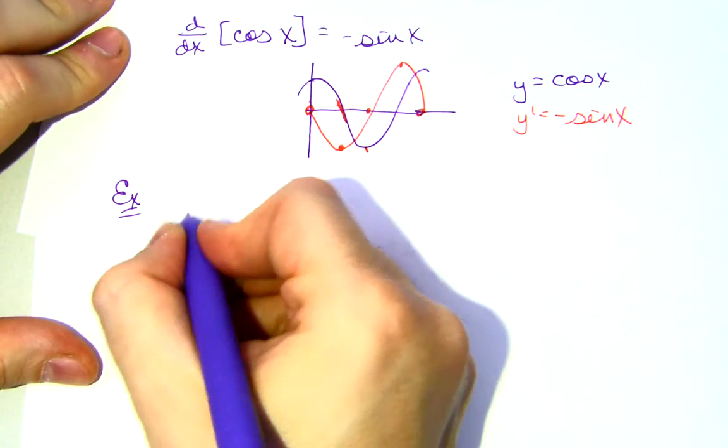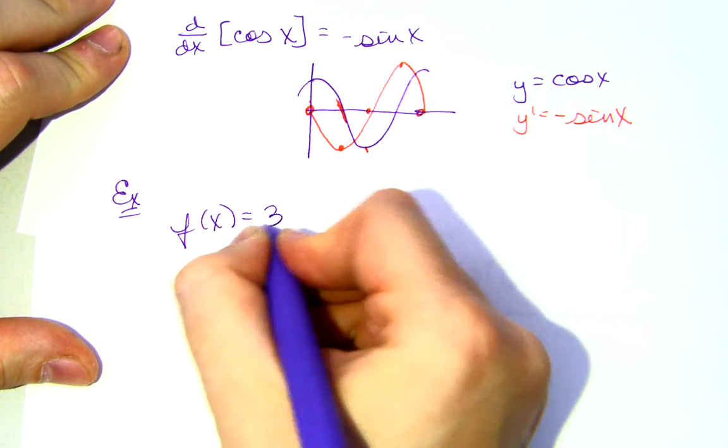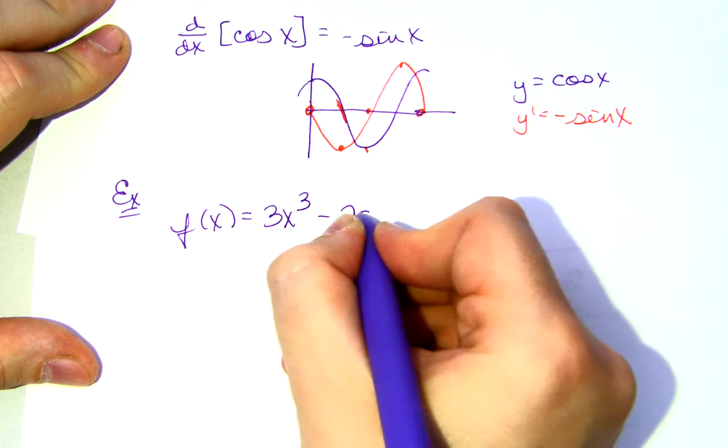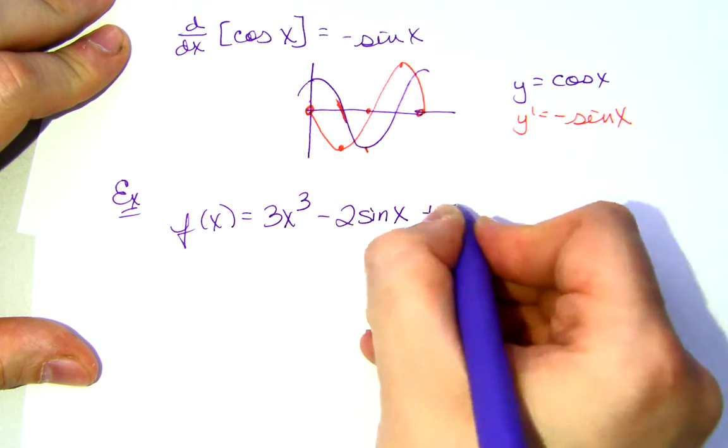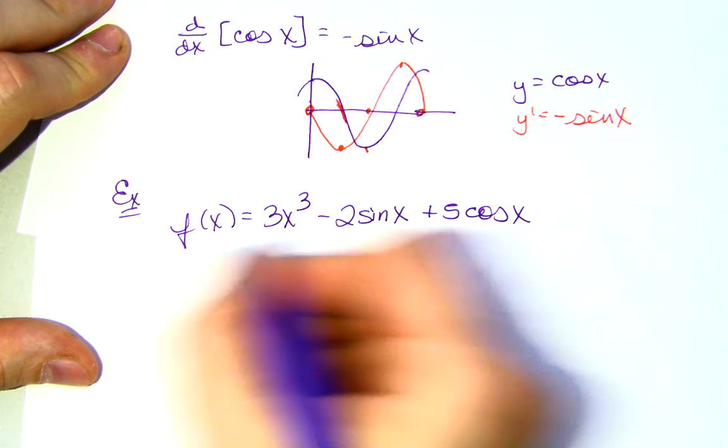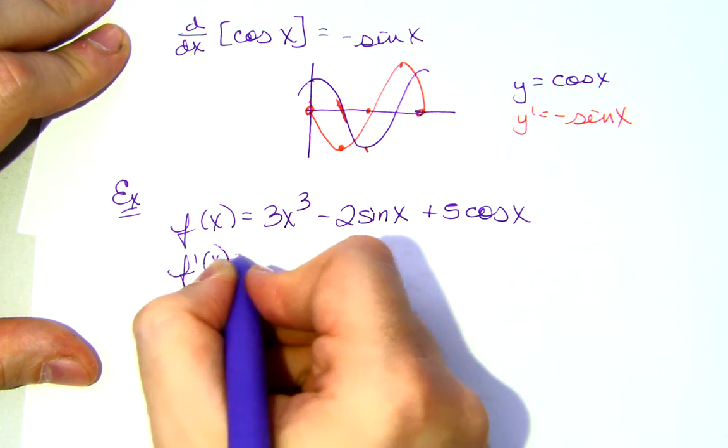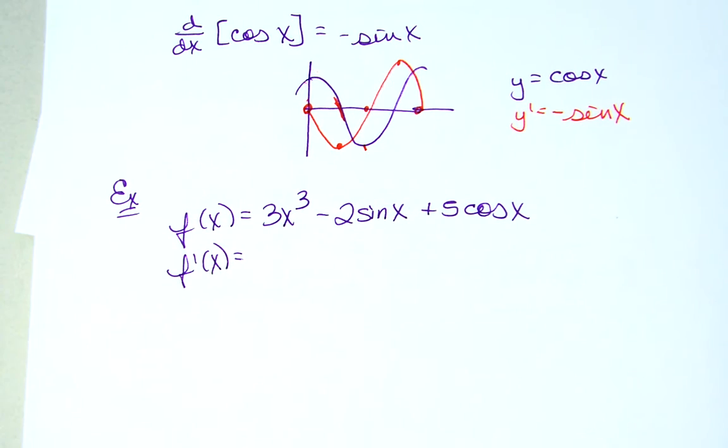We'll go f of x equals 3x cubed minus 2 sine x plus 5 cosine x. I would like you to go and find the derivative of this. First part's just power rule. The other two parts, constant rule with our new sine and cosine rules.